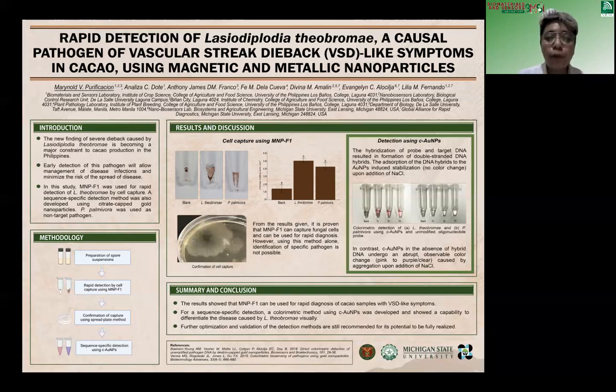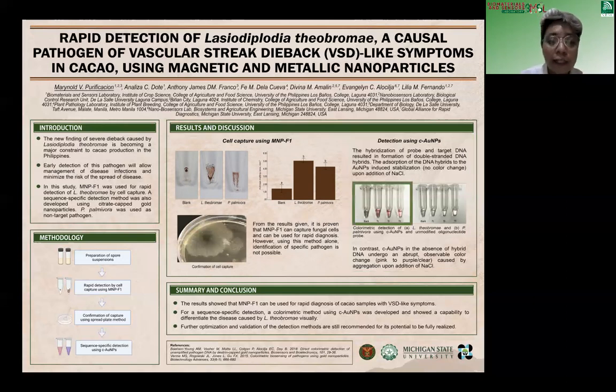The hybridization of the probe and target DNA resulted in formation of double-stranded DNA hybrids. The adsorption of the hybrids to gold nanoparticles prevented aggregation upon addition of salt, as can be observed by no change in color. In contrast, gold nanoparticles in the absence of hybrid DNA undergo an abrupt observable color change caused by aggregation upon addition of salt.